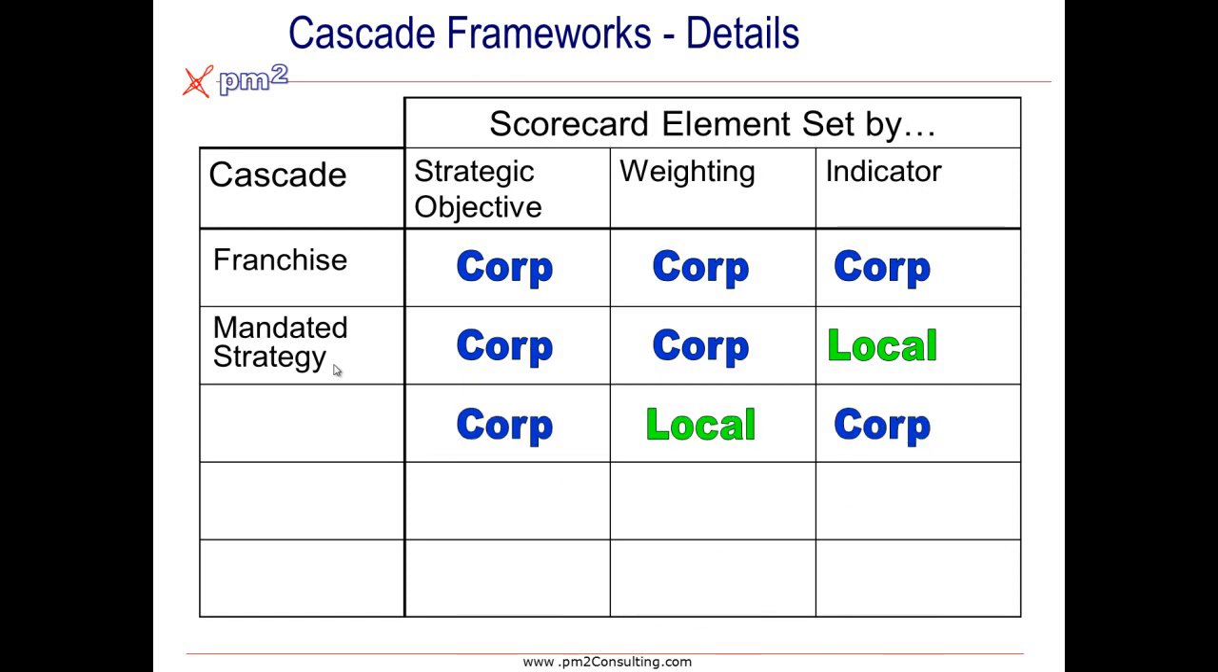In the situation where corporate sets the objectives and the indicators, but you can choose the weighting, effectively you're in a mandated objectives framework. In this case, corporate might be able to tell you what the overall strategy is for the organization and how we're going to measure it, but allows the business unit to describe its micro market or brand or region specific idiosyncrasies by setting a weighting that describes what their local priorities are.